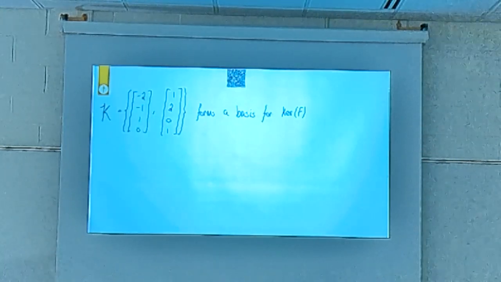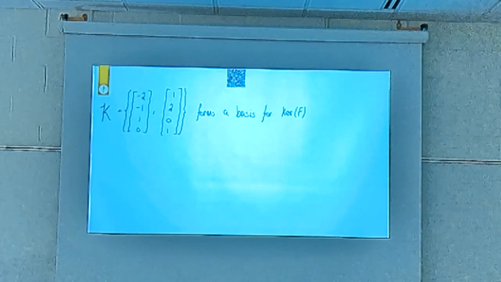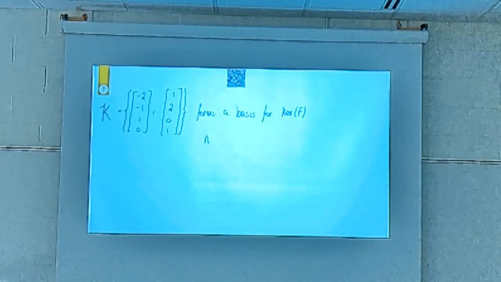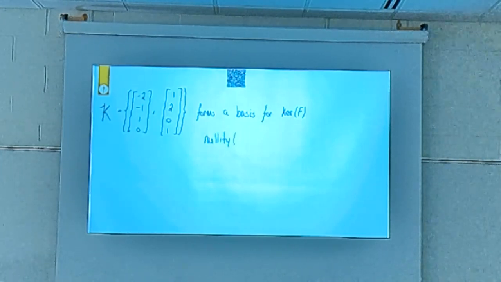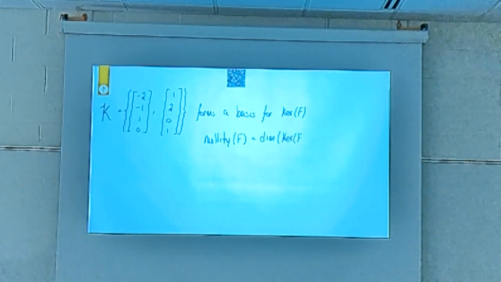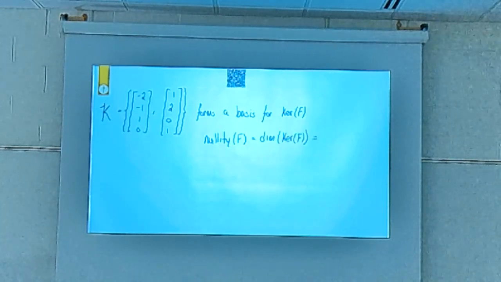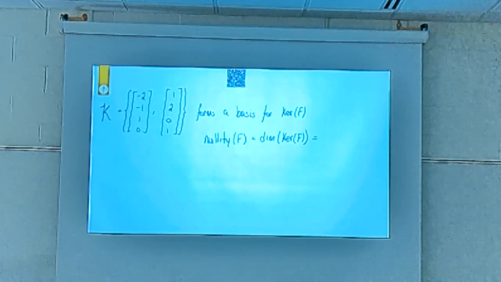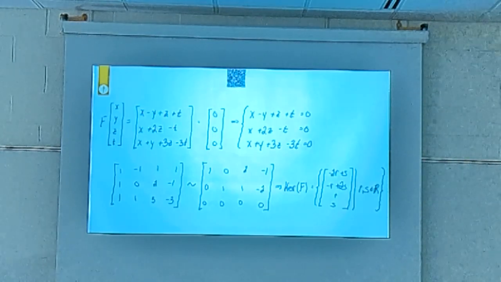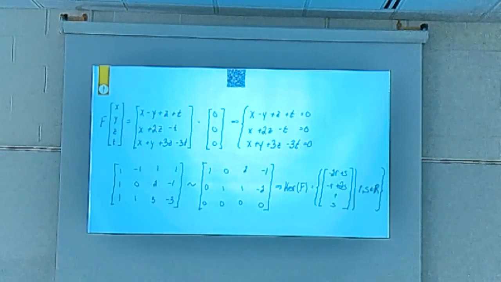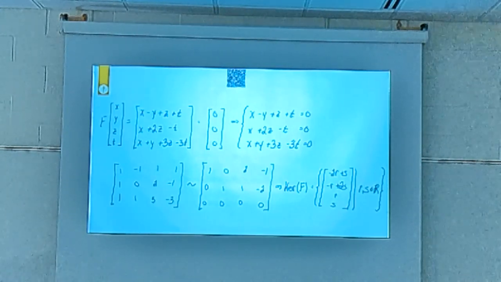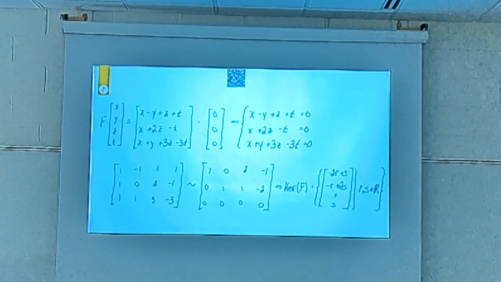It's not asking for it, but I'm going to do it anyway. Oh, it did ask, right? It asked for the dimension, which is, of course, the nullity of F, which is the dimension of the kernel. What is it? 2. How many free variables were there? 4. 2, right? 2 free variables. I wonder if that's always true. I'll leave you to prove it.